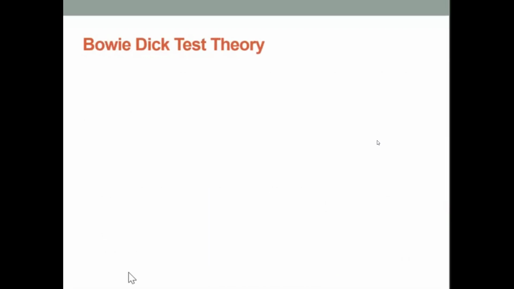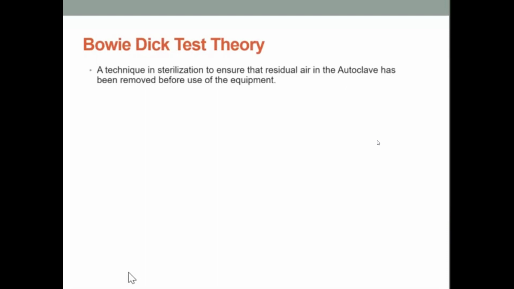The Bowie-Dick test theory. A technique in sterilization that ensures that the residual air in the autoclave has been removed before use of the equipment. And obviously that is important, otherwise you will have cold patches during your sterilization cycle.